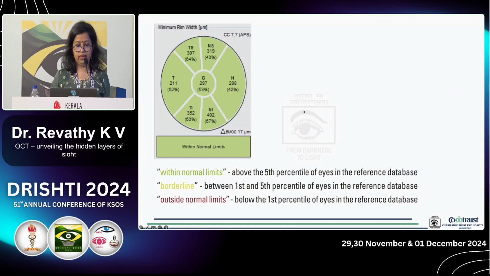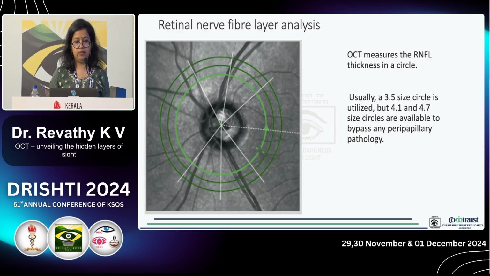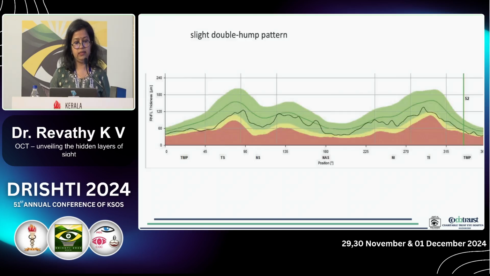The color coding is such that above about the 5th percentile of the reference database will be given as green, borderline when it is 1 to 5 percentile, and outside normal limits when it is less than 1 percentile. The retinal nerve fiber layer analysis is done with a 3.5 circular scan. Similarly, it is represented like a slightly double hump pattern with the TS and TI being the thicker layers. Again, the green line is the database and the black line is the patient data.